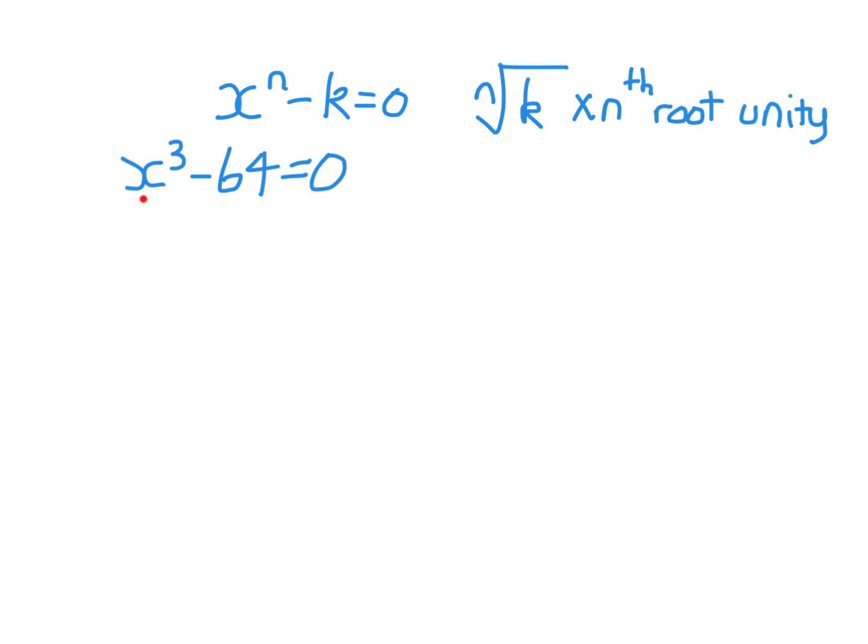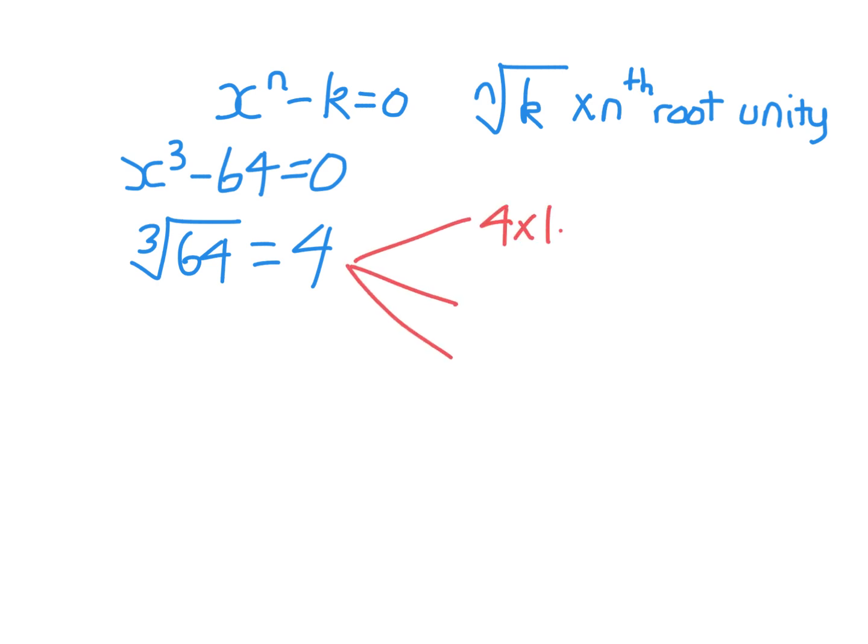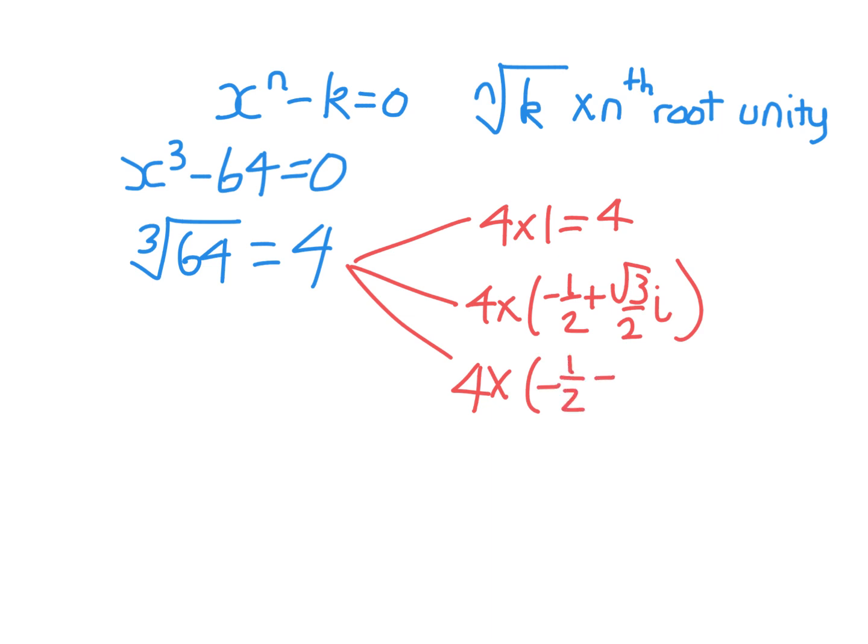So let's say we wanted to solve x cubed minus 64 equals 0. Well, we know the cube root here of 64 is 4, so that's nice and easy. We knew that already, but there are two other solutions. What we have to do is take this nth root and times by each of the third roots of unity. So there's 4 times 1, 4, we already knew that, but we're going to times 4 by minus a half plus root 3 on 2 i, and we're going to times 4 by minus a half minus root 3 on 2 i. They will give us the three solutions.